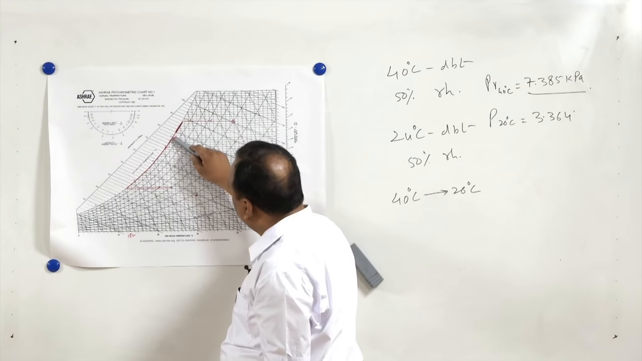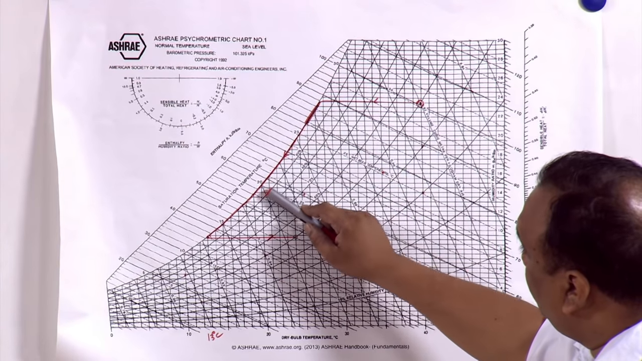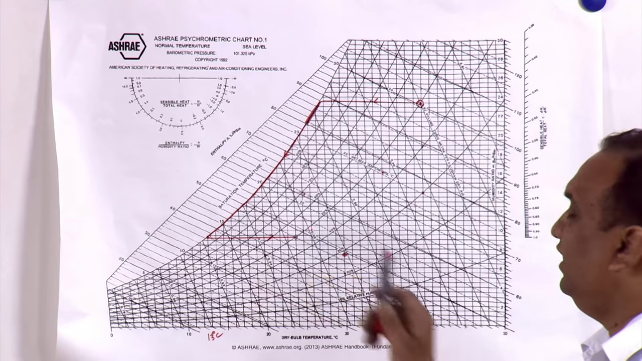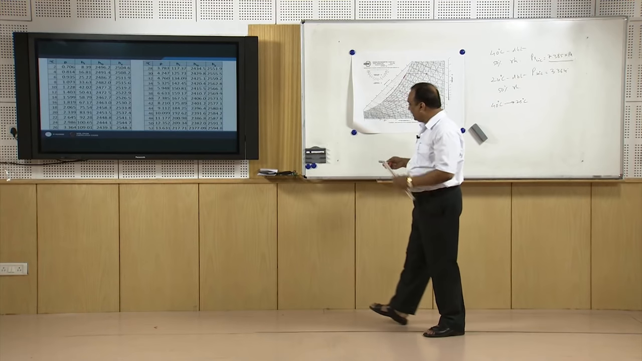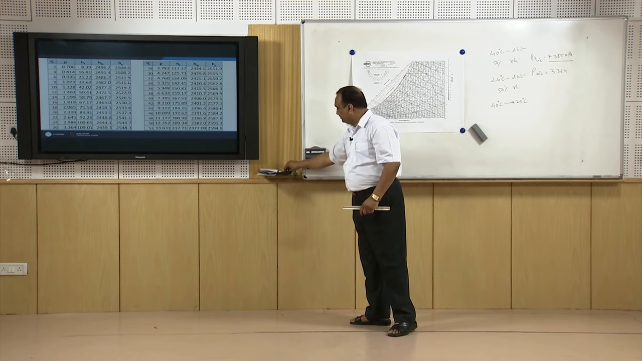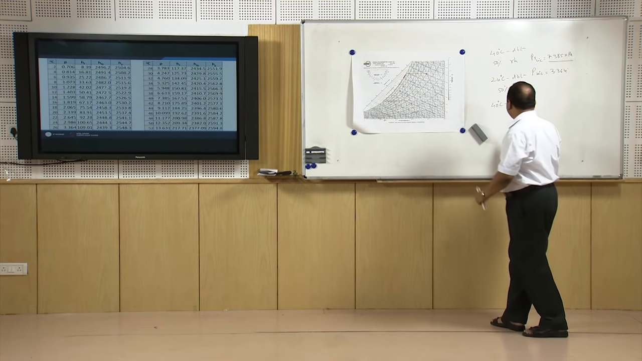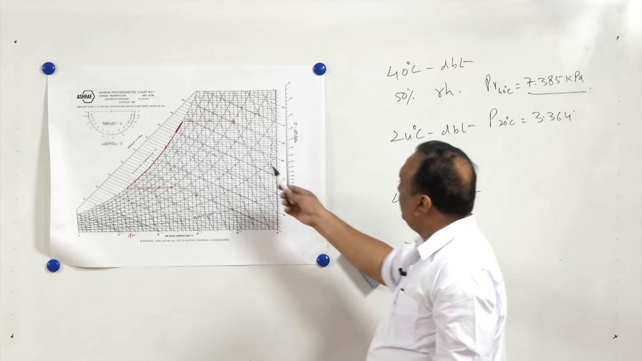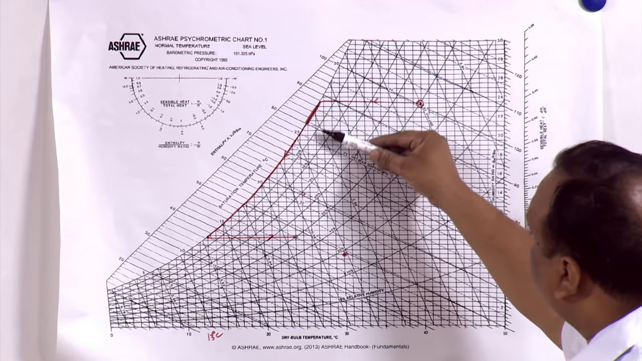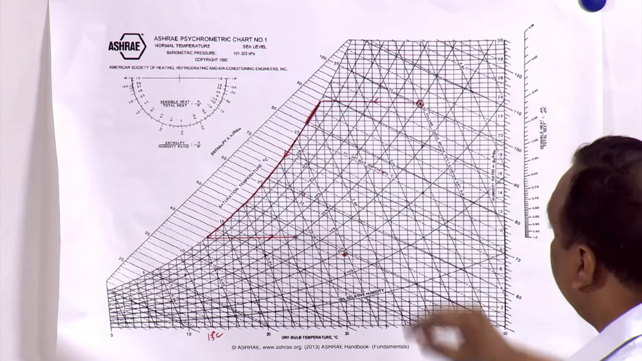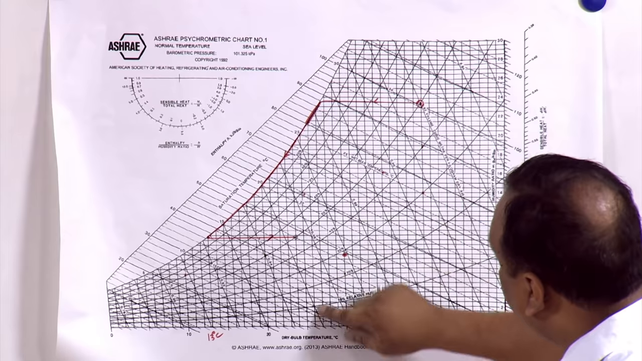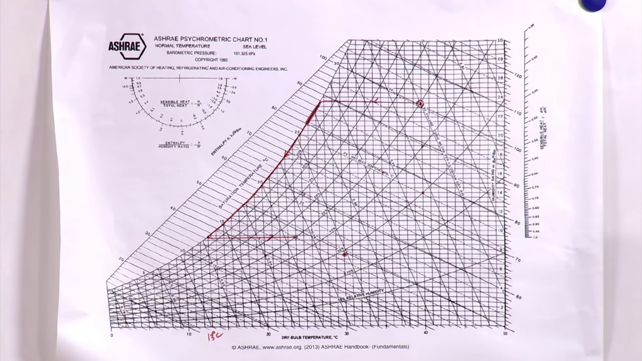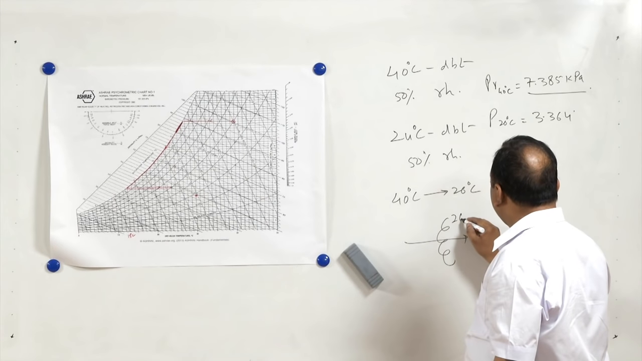So, further cooling is required up to 13 degree centigrade, and then heating will be done. So, the arrangement will be something like this, which may sound very strange: initially there is a cooling coil, air is blown, and if there is no bypass factor, the coil is at a temperature of approximately 26 and a half degree centigrade.